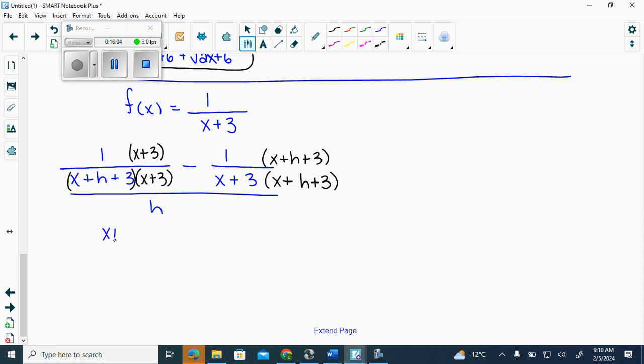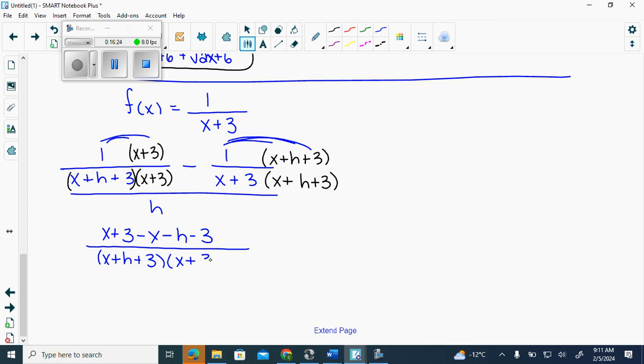So we get x plus 3 minus x minus h minus 3, because when I distribute a 1 in, it does diddly squat. Distribute a negative 1 in, helpful. The bottom is x plus h plus 3 plus x plus 3, multiplied by 1 over h. And I am allowed to flip it and multiply because the top was a full fraction, right? We're only allowed to flip when we have full fractions.